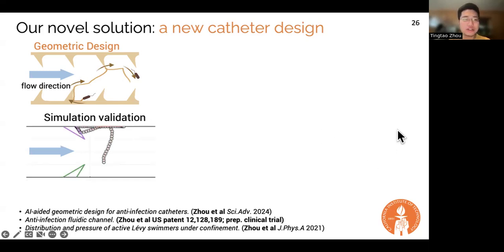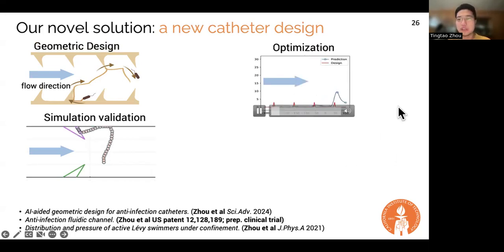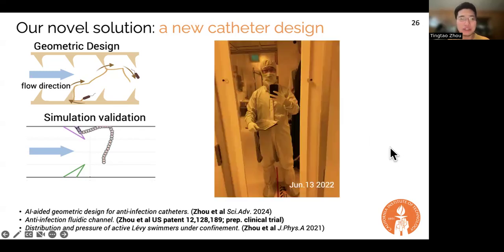And here is a simulation. As you can see, this Levy swimmer initially performs that zigzag behavior, and it tries to go along the wall upstream as we expected. But then eventually it gets redirected back into the middle and washed downstream. And we can try to optimize the geometry, so we used some machine learning technique to accelerate the pipeline and find a good geometry.